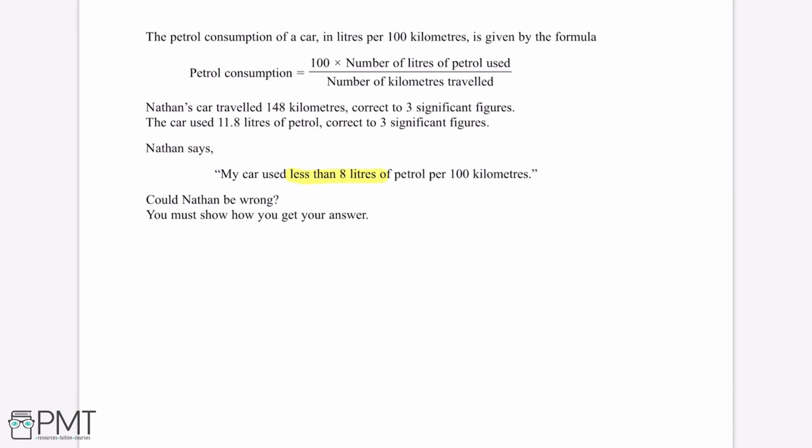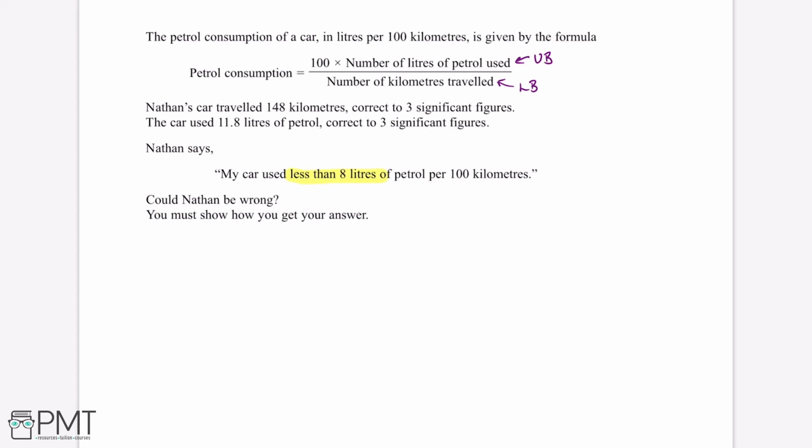Now petrol consumption is given in litres per 100 kilometres, so we want to work out the largest possible value for the petrol consumption with the figures that we've been given in the question. So in order to produce the largest number possible for the petrol consumption, we'll want to use the upper bound for the number of litres of petrol used, and we'll want to use the lower bound for the number of kilometres travelled. So the first thing we can do is work out what the upper bound for the number of litres of petrol will be.